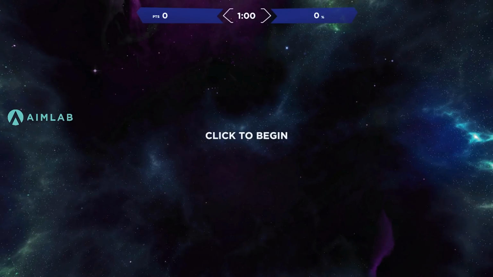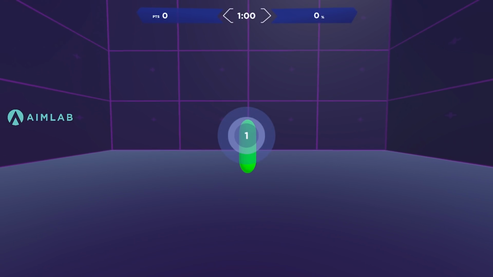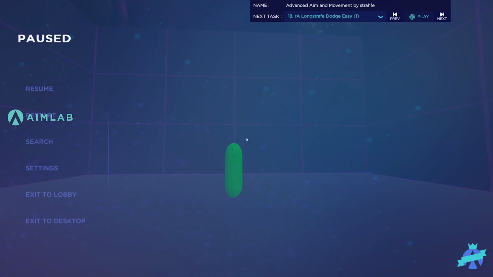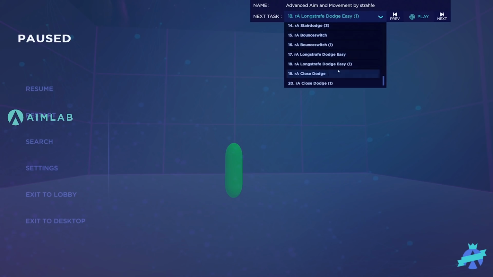Nearing the end here, we have RA long strafe dodge easy. Now for this one, just kind of like fast strafes, but you also are going to want to dodge this target. Now this is another movement scenario. I don't know if it's as important as the other two, so that's why there's only two plays, but guys, feel free if you're working on the movement to try this one 4 times or even more if you want.